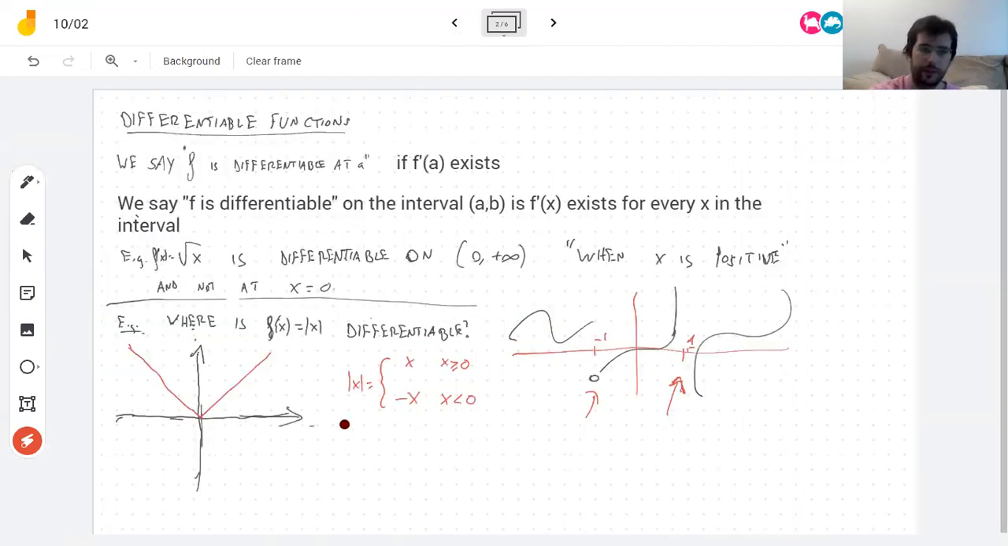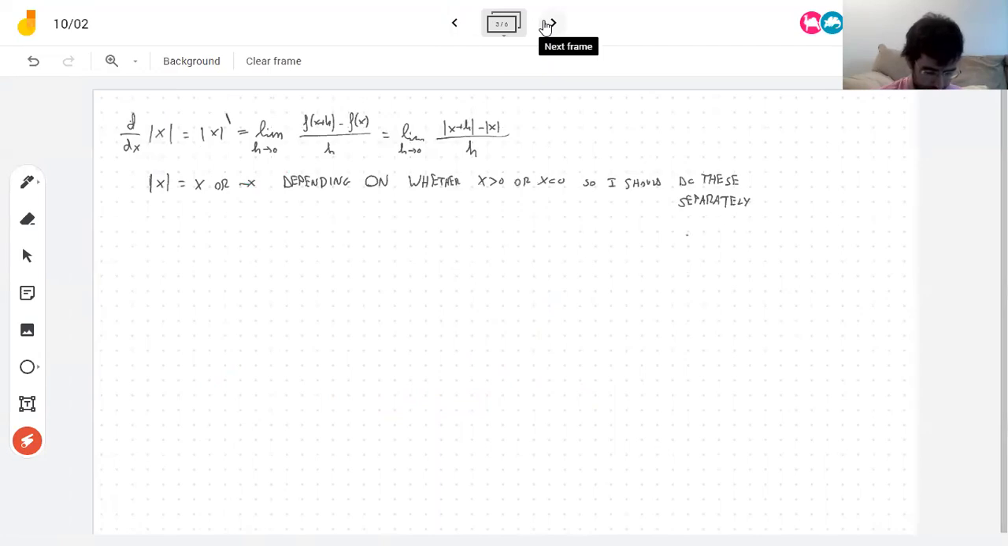Basically, think of the absolute value like this, and then think I should look at positive x's and negative x's separately. So what happens if x is positive? So if x is positive, then the absolute value of x is just itself.